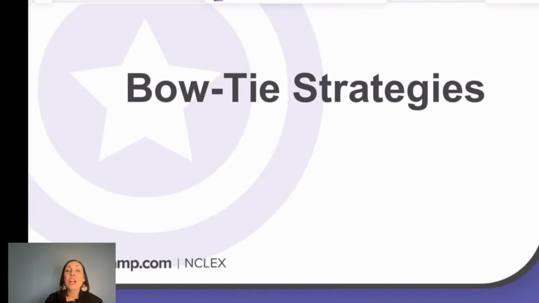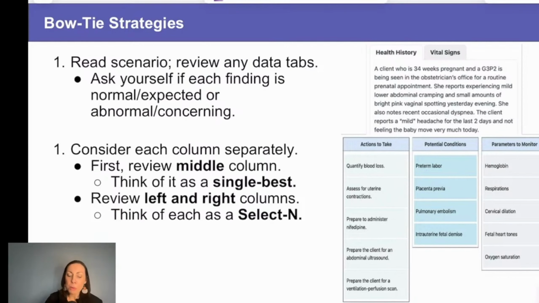All right, so let's talk about some strategies to help make this a little simpler, because it is really overwhelming, I think, when you look at these bow tie questions and you have all these different options and different data tabs and things to take in and to consider. So as you approach these questions, I want you to first read the scenario and then review any data tabs. As you do that, you need to ask yourself if each of the findings that they're giving you is normal, expected, or is it abnormal, concerning.